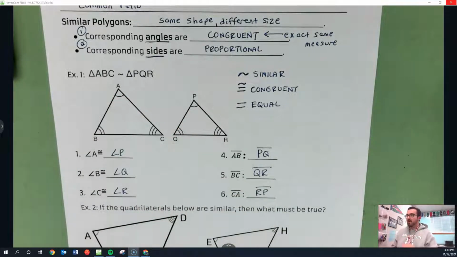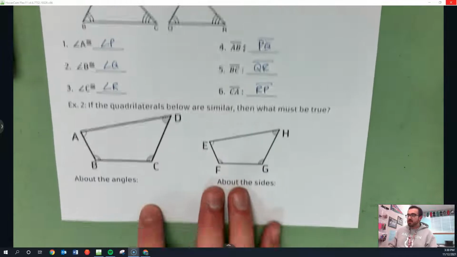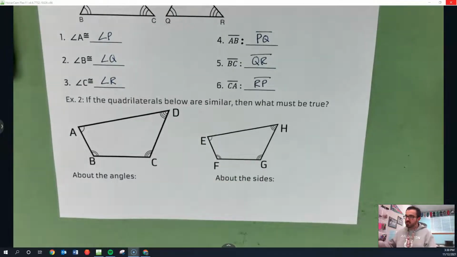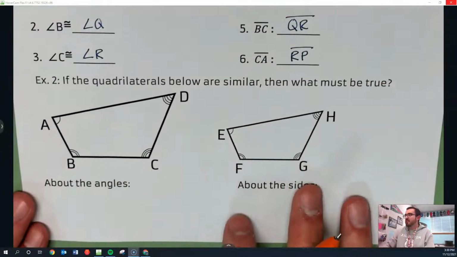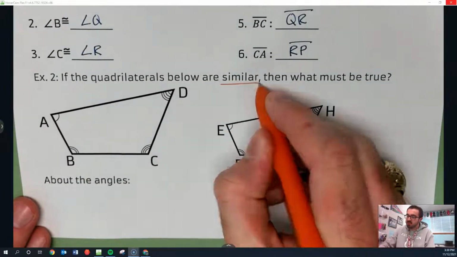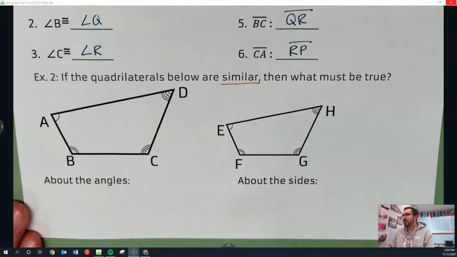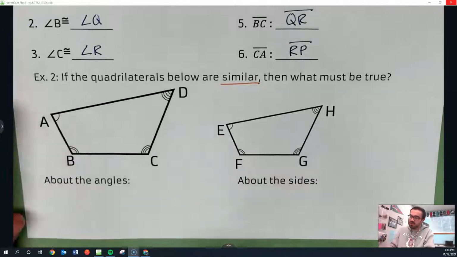Okay. What about example 2? Let me use a different color just to spice things up a little bit. If the quadrilaterals below are similar, there's that word again, that means that they are the same shape but different sizes. What must be true? Well, you know that all the angles have to be congruent. So that means angle A would be congruent to angle E.